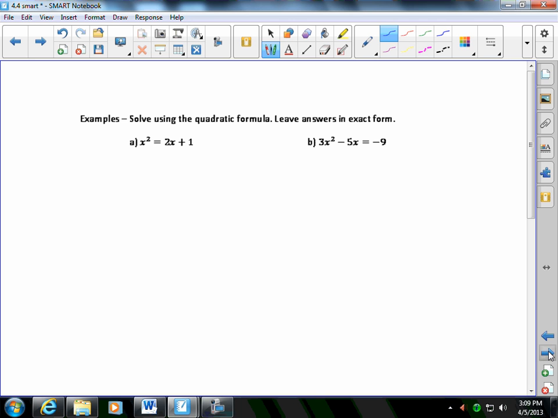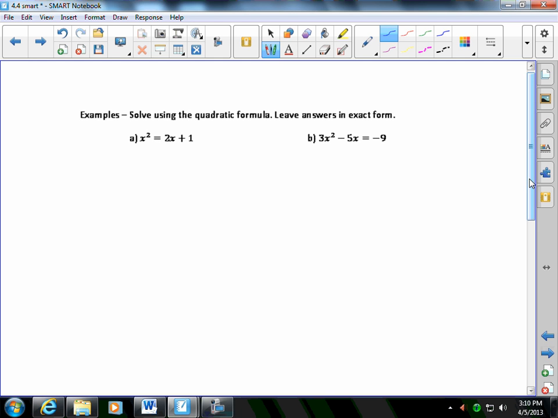Okay, the next example says solve using the quadratic formula, leave answers in exact form. So that means if it's a square root of 27, I leave it as square root of 27 and don't change it to a decimal. So I have x squared is equal to 2x plus 1.